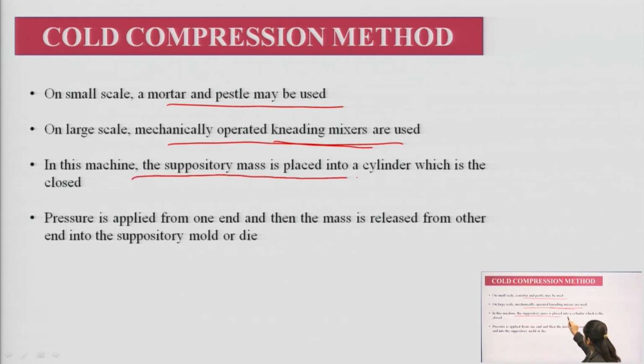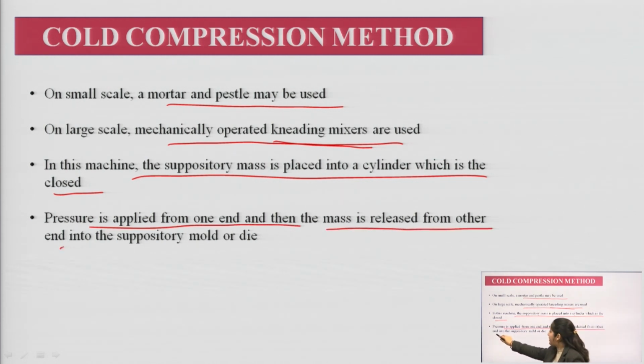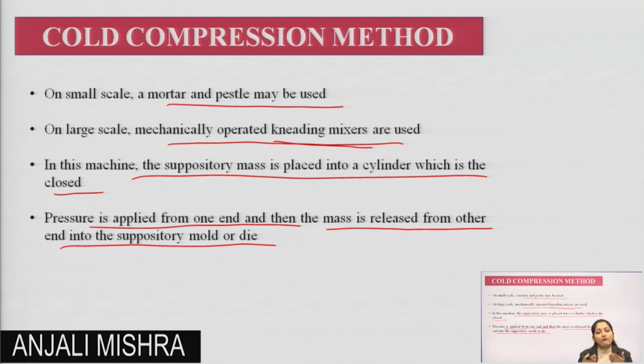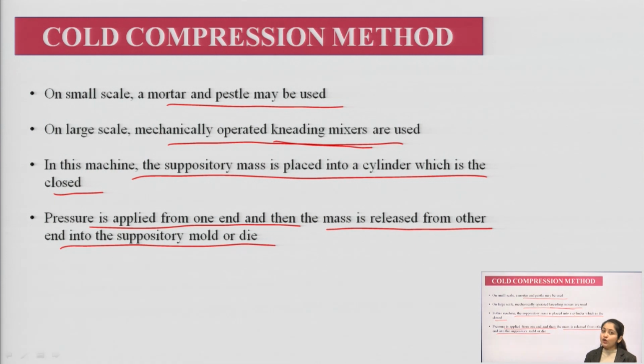Now, in this machine, the suppository mass is placed into a closed cylinder. There is a cylindrical vessel into which we completely fill our suppository mass. Pressure is applied from one end and the mass is released from the other end into the suppository mold or die. So at one end you keep applying the pressure, and at the other end the suppositories are removed in a particular shape and size which you have already fixed. This is a very simple and at the same time very important method used by firms.